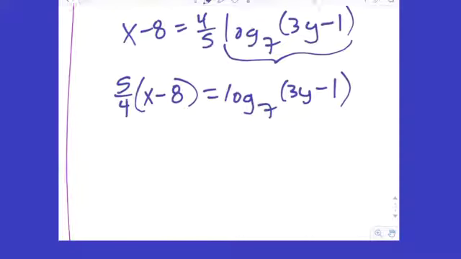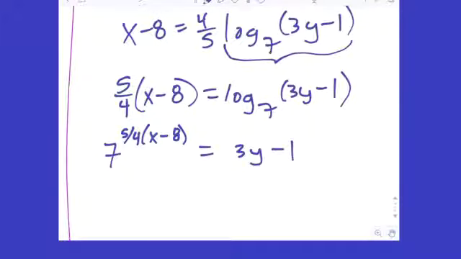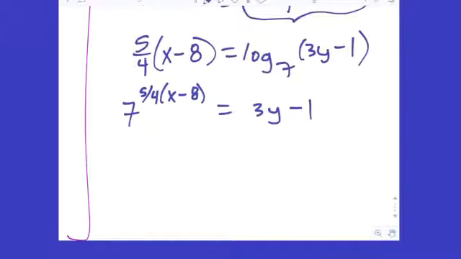So now we can unlog it. So it'll be 7 to the 5/4 quantity x minus 8th power equals 3y minus 1. And that's the least you have to show. And now we're just going to add 1 to get 3y.